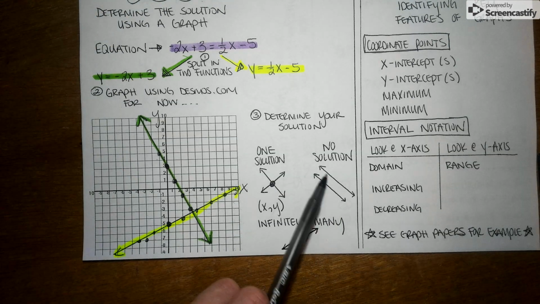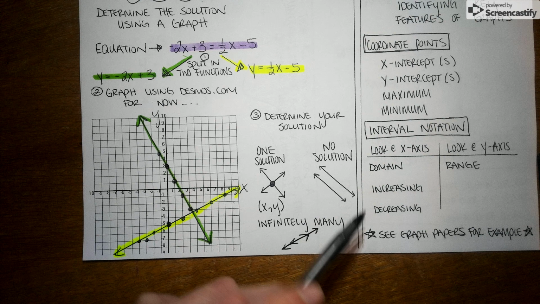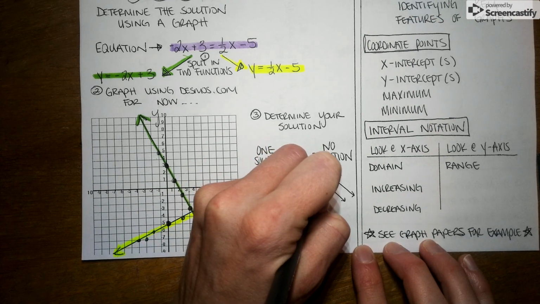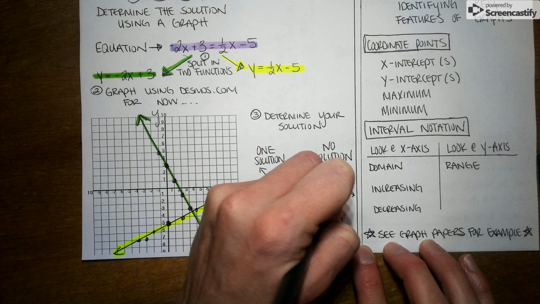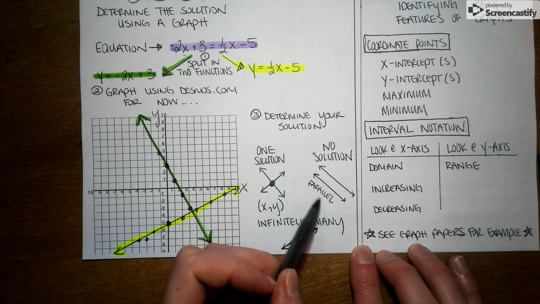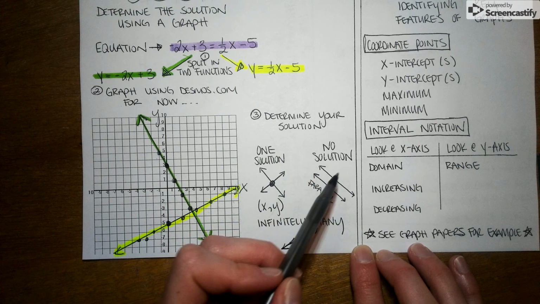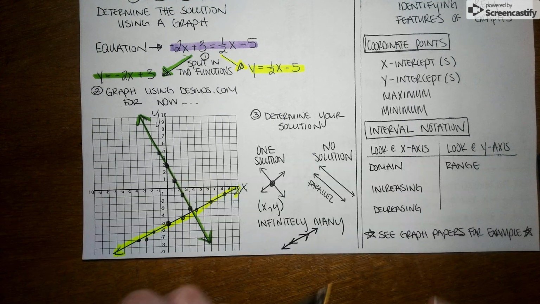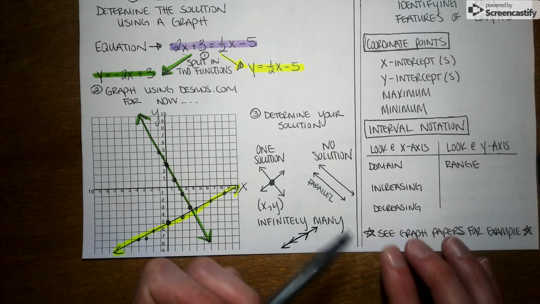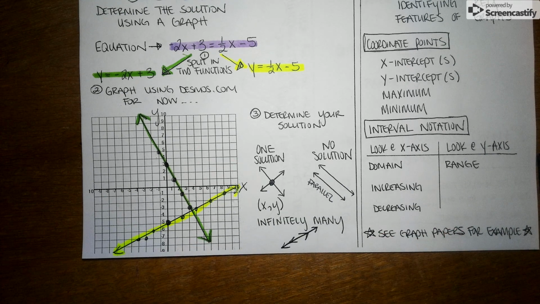If my lines end up being parallel to one another, so I'm going to write in the word parallel, then that means they have no solution. And hopefully you can tell this because if you have two parallel lines, they are never going to touch or cross, so therefore they can't have a solution.